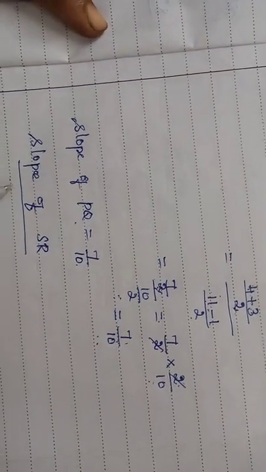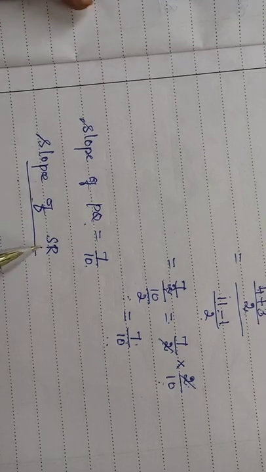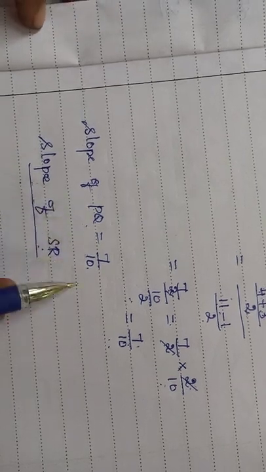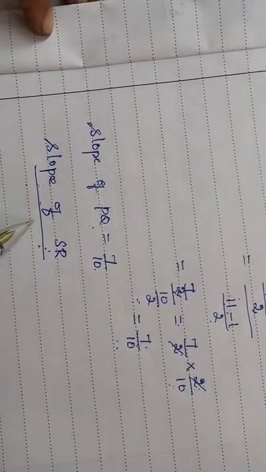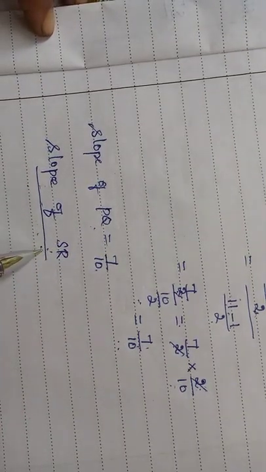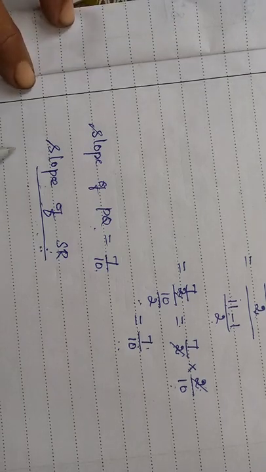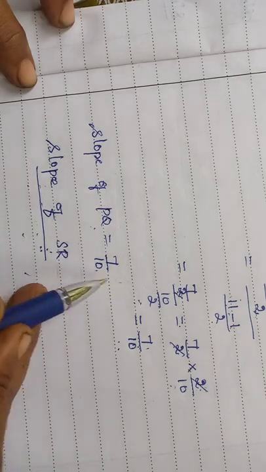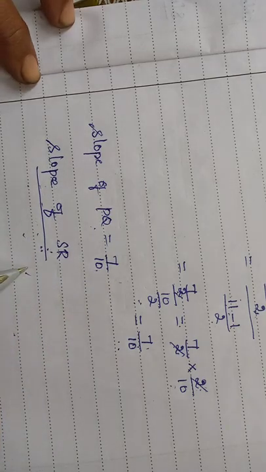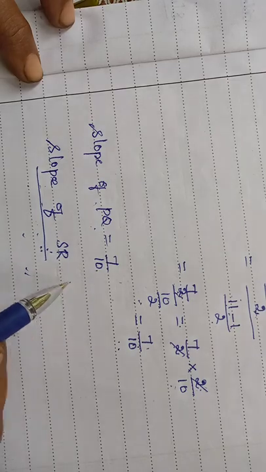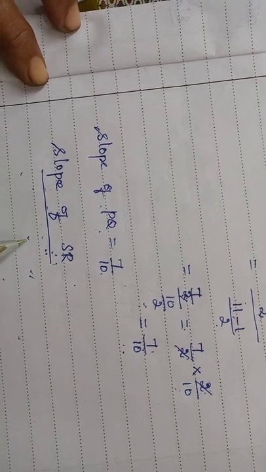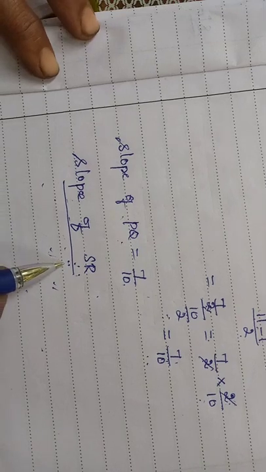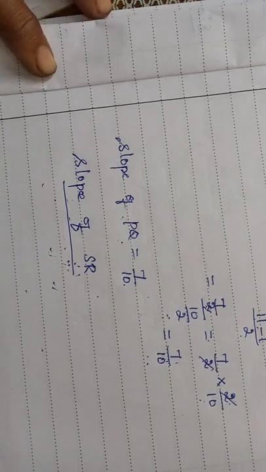Similarly, we can find the slope of SR. PQ and SR are the opposite sides. So next you have to find the slope of SR. That is homework. You have to find it out and write it. You will get the same value, 7 by 10. So the slope of PQ is 7 by 10, and the slope of SR is also 7 by 10. You should find the slope of SR.